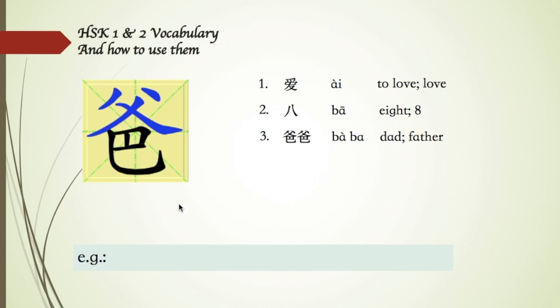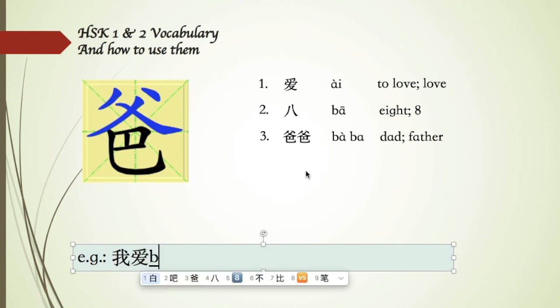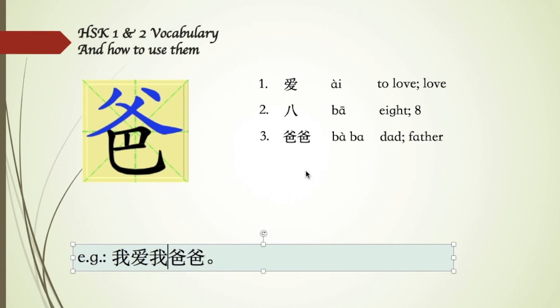And sometimes it is a very colloquial phrase, but it can be used as father in some contexts as well. And then let's try to make some sentences. For example, 我爱爸爸. I love daddy. I love father. Or 我爱我的爸爸. So now we have 爱 and 爸爸 in one sentence.